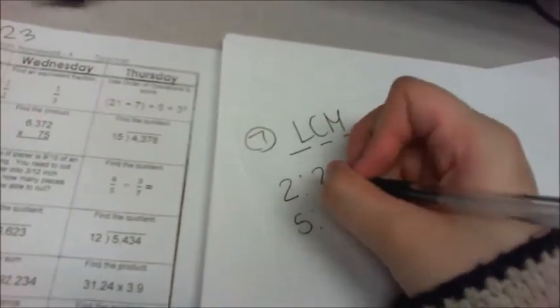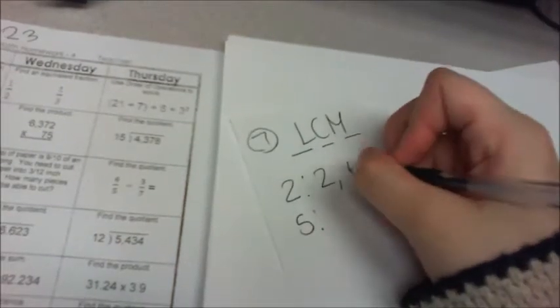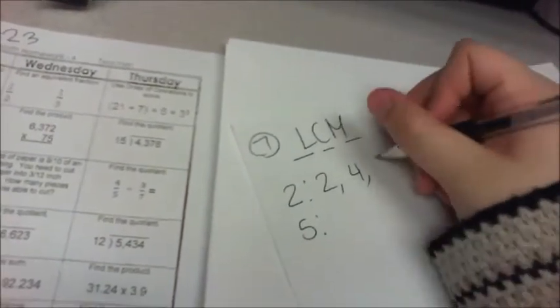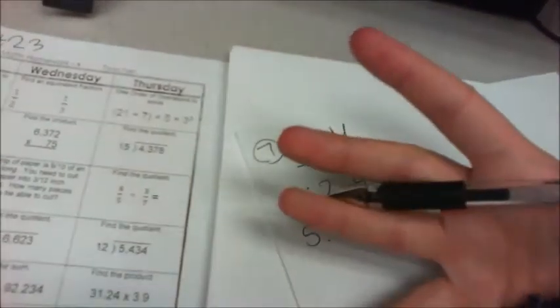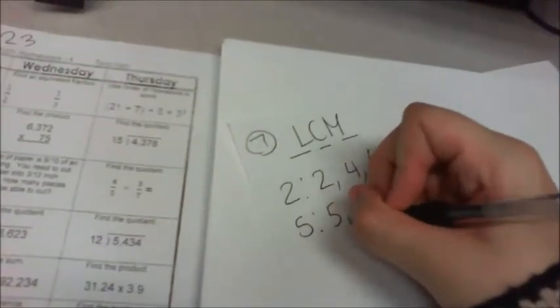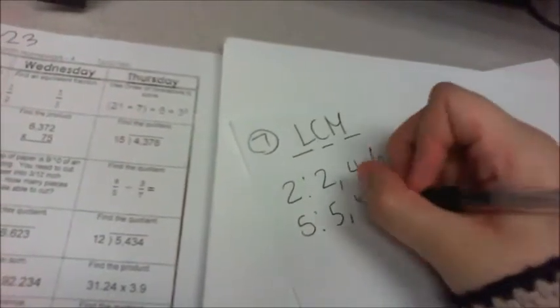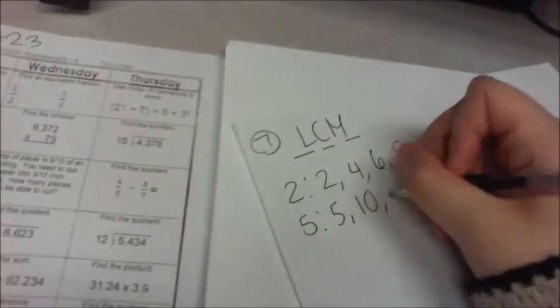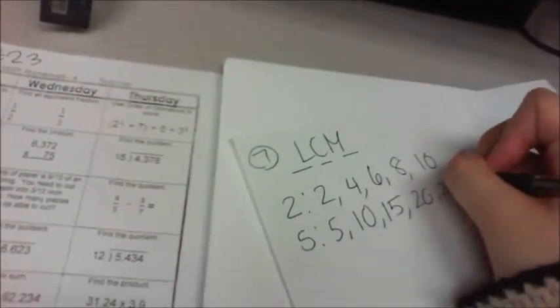2 times 1 is 2. 2 times 2 is 4. 2 times 3 is 6. 2 times 4 is 8. 2 times 5 is 10. Let's go through our 5 times tables. 5 times 1 is 5. 5 times 2 is 10. 5 times 3 is 15. 5 times 4 is 20. 5 times 5 is 25.